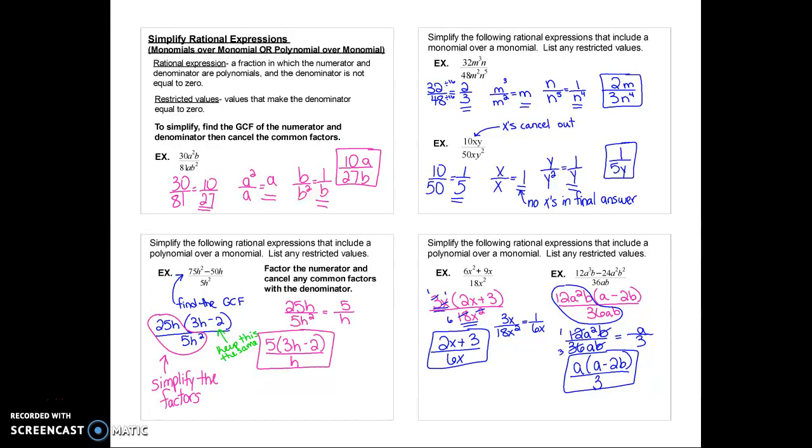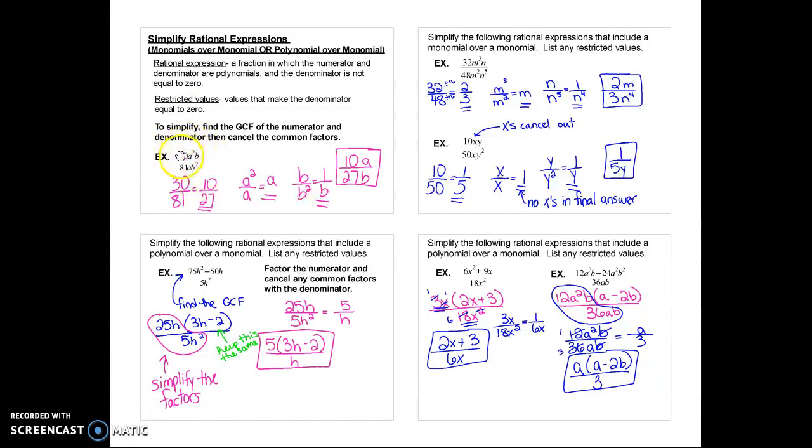Okay. Then we have as another definition, restricted values. Okay, these are just values that will make the denominator equal to 0, which remember, you're never allowed to have. Denominators are not allowed to equal 0. You can't divide by that. If you were to type in anything divided by 0 in your calculator, it's going to give you an error message, okay, because the denominators are never allowed to equal 0. So a restricted value is just some extra information that they'll tell you about the problem.